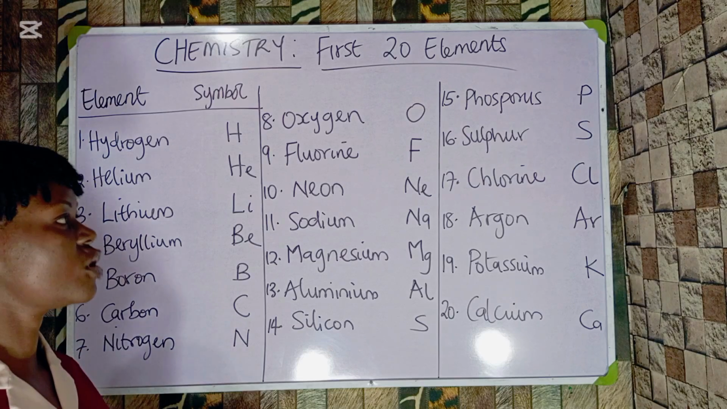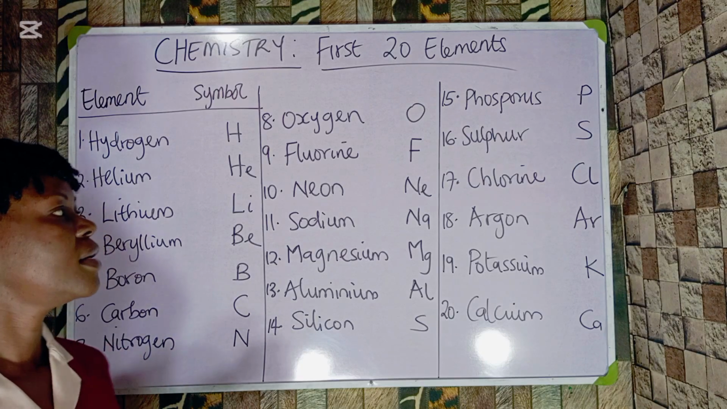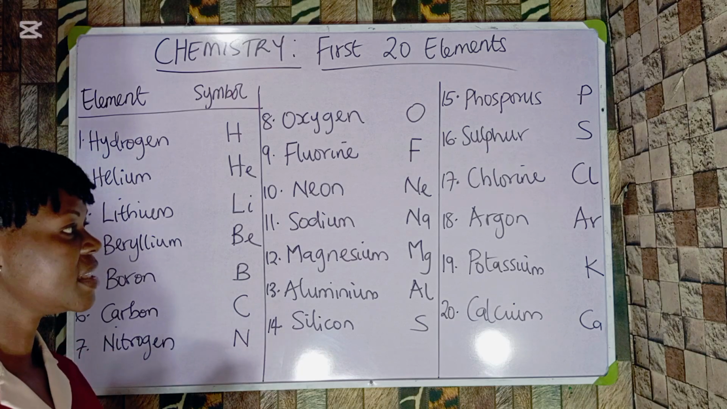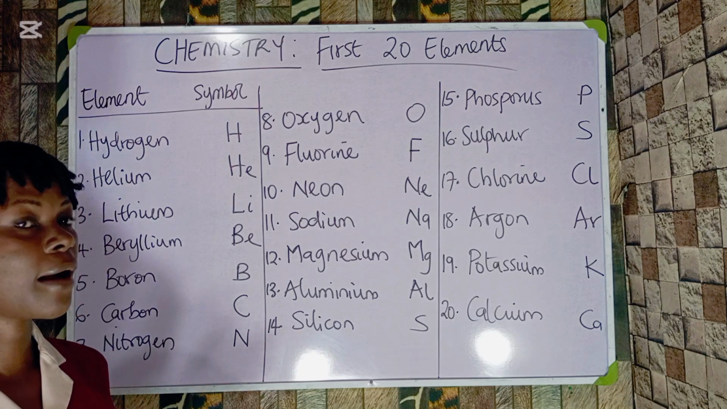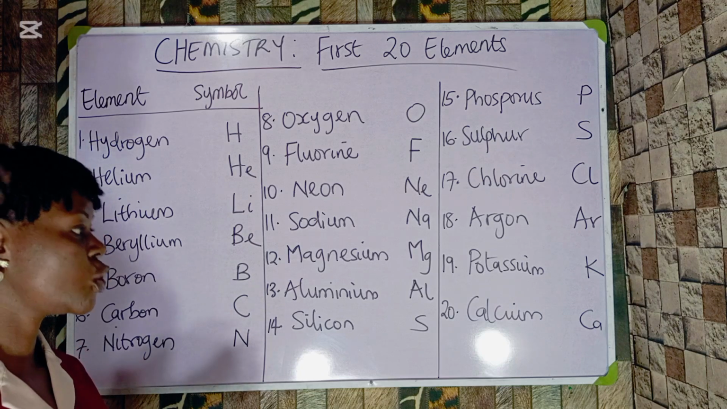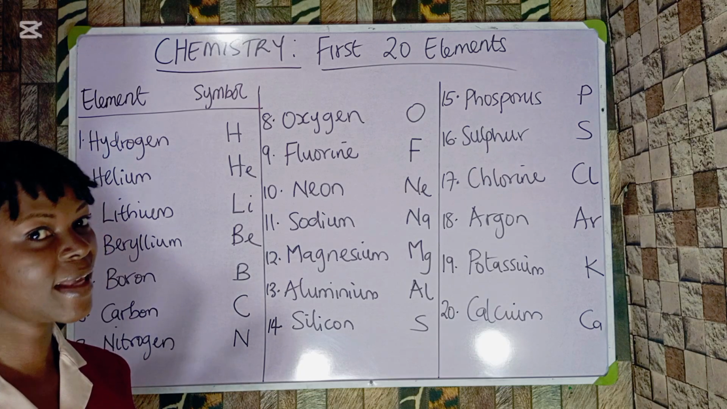Number 16 is sulfur, the symbol is S. Number 17 is chlorine, the symbol is Cl. Number 18 is argon, the symbol is Ar. Number 19 is potassium, the symbol is K. And number 20 is calcium, the symbol is Ca.